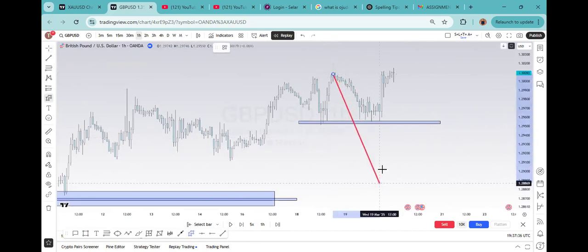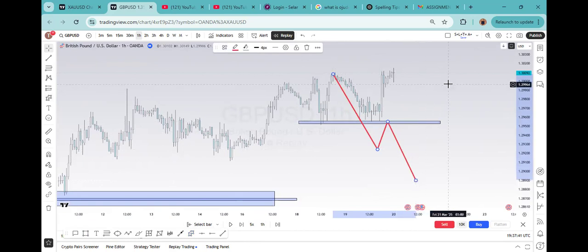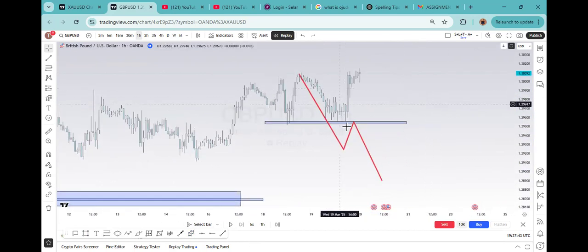If we had this break like that, that would have been the key level, but no. So now let's study what price did here.